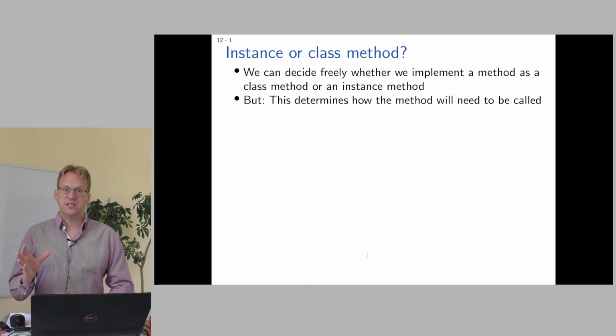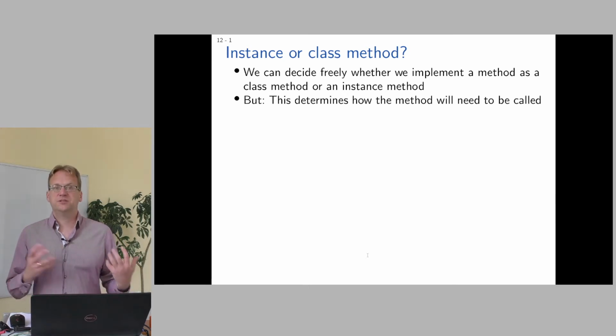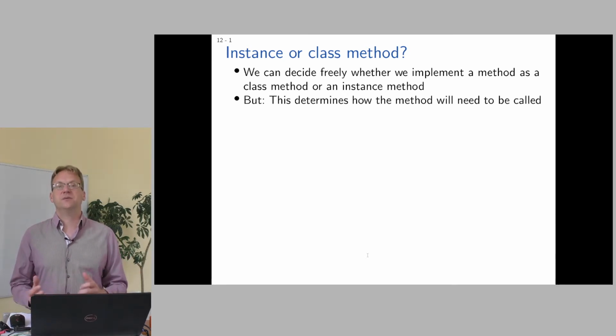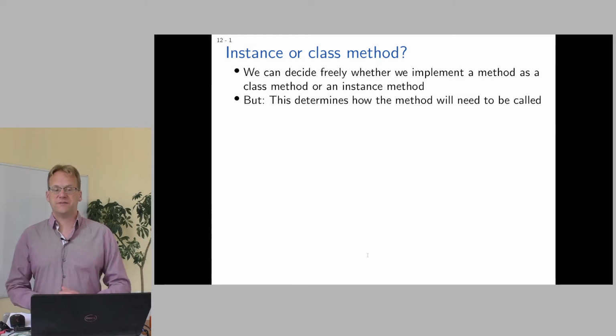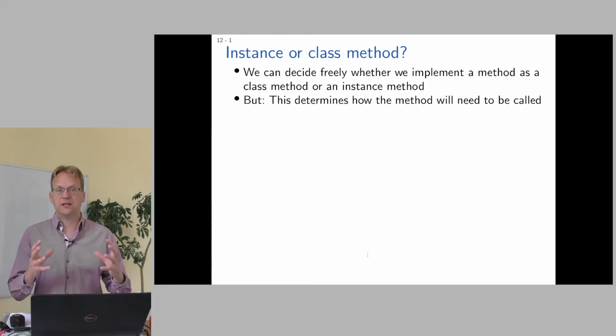When we want to create new objects of a certain type, then we implement constructors. But if we want to do some calculation, for example, then we need to choose an instance or class method as the underlying construct. And usually this choice is up to us. We can decide freely. However, our decision will influence how this method will be used later. And I'm showing that here on a small example.